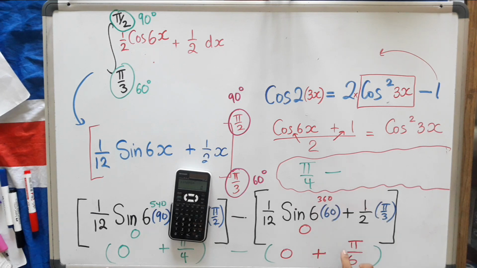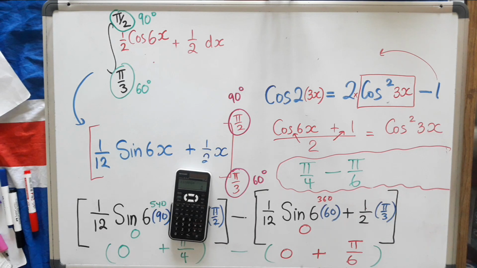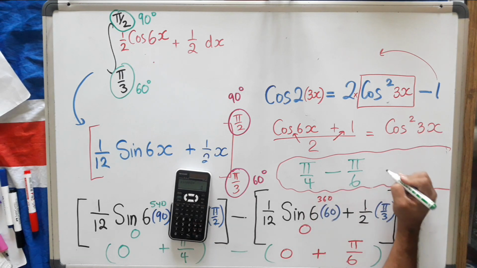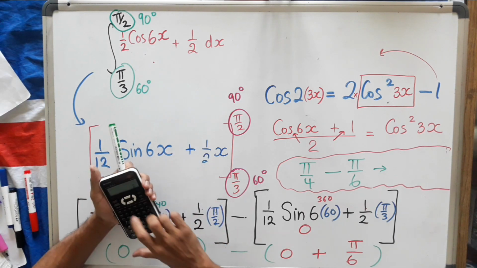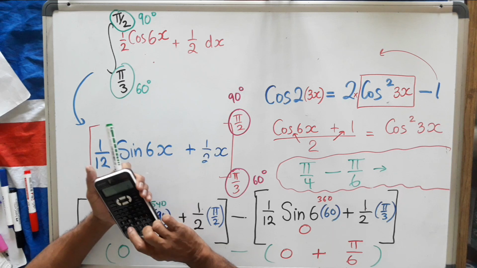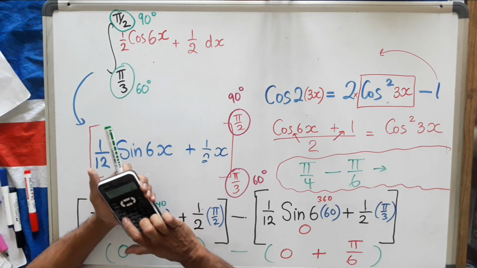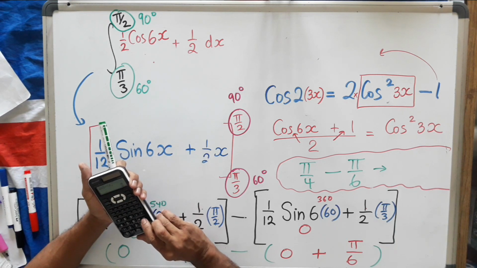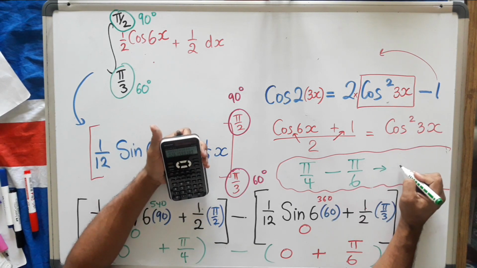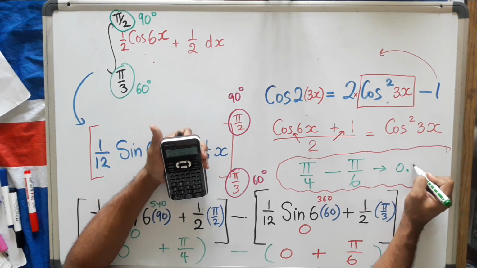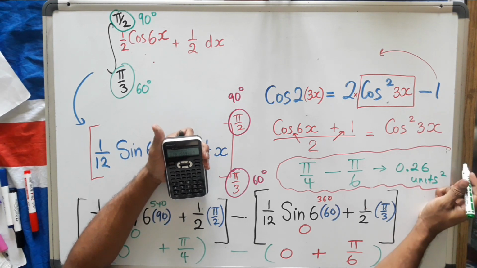Great. 0 plus pi on 4 is pi on 4. Minus 0 plus pi on 6 is pi on 6. You can leave the answer like this, right? No, let's not leave the answer like this. Let's simplify this. So pi on 4 minus pi on 6. When you work this out, you will get 0.26 units squared, right?